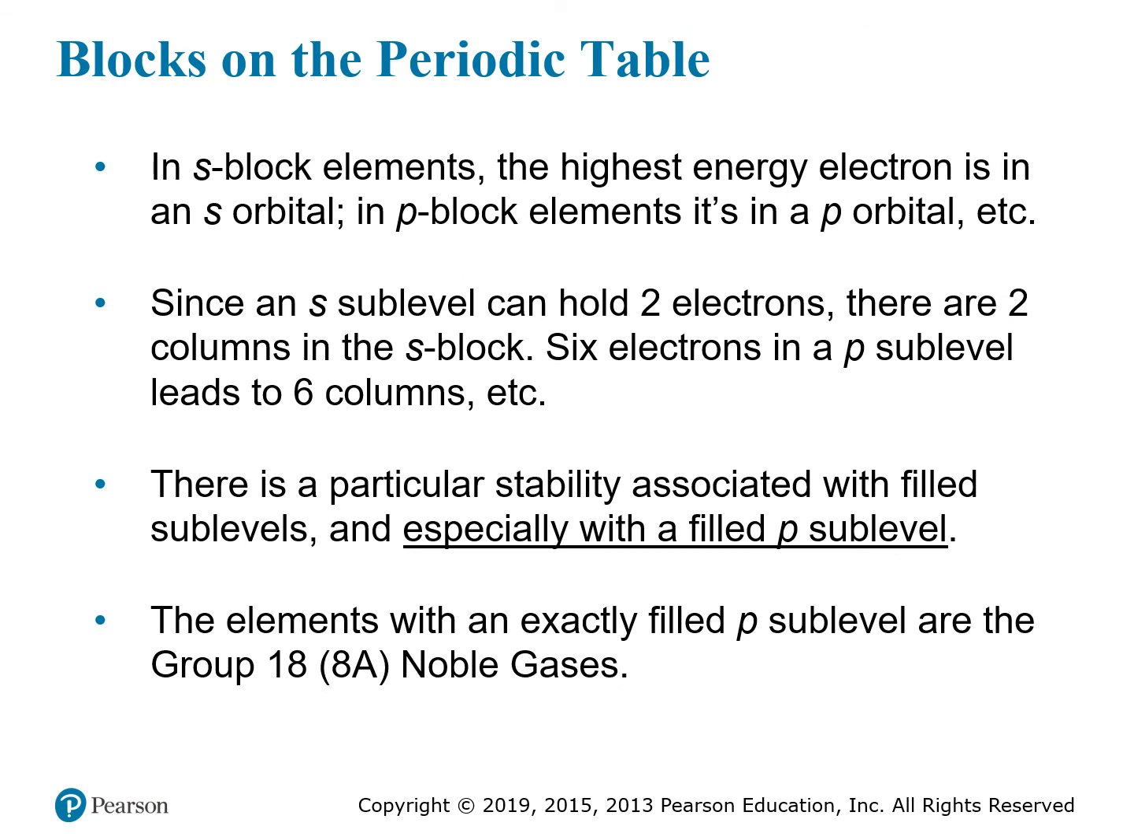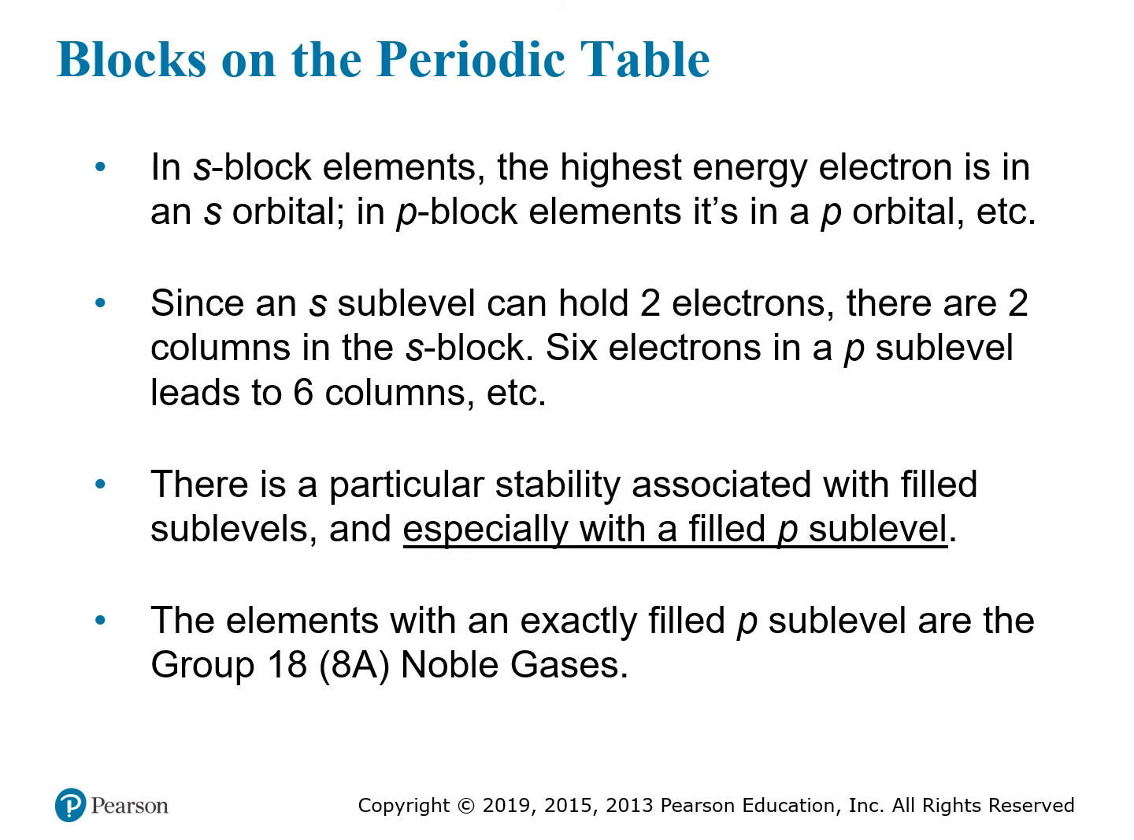So in the s block elements, the highest energy electron is in an s orbital, like we said. In a p block, it's in a p orbital, and so on. Since an s orbital can hold 2 electrons, there are 2 columns in the s block. There are 6 columns in the p block because the p sublevel holds up to 6 electrons. Remember that there are 5 d orbitals in a d sublevel, so that holds up to 10 electrons, which is why the transition block, the d block of transition elements, is 10 columns wide. Okay, so you can really interpret a lot of the structure from looking at the periodic table in the right way.